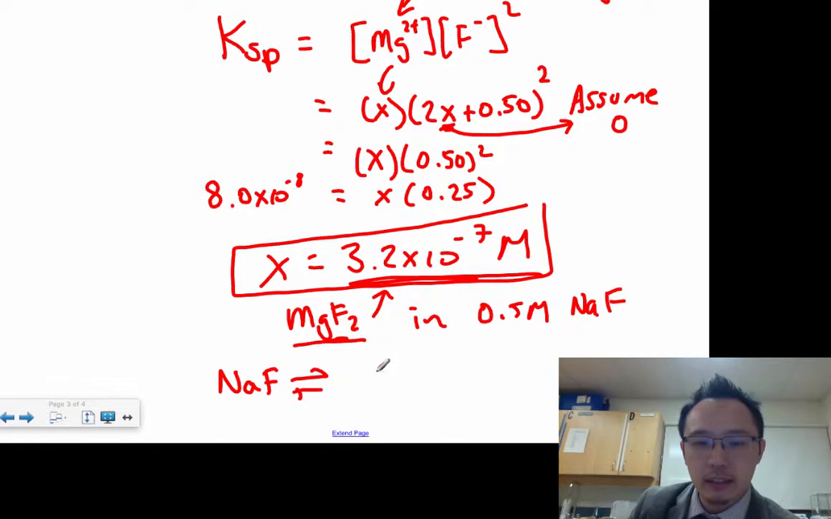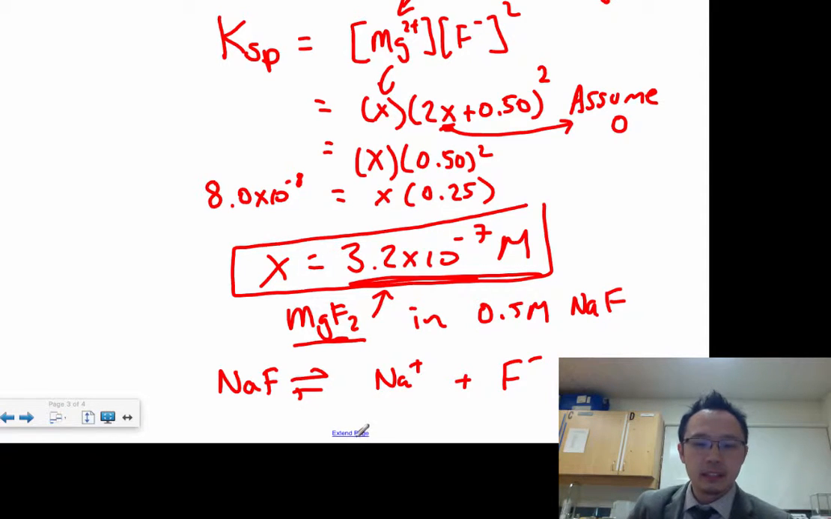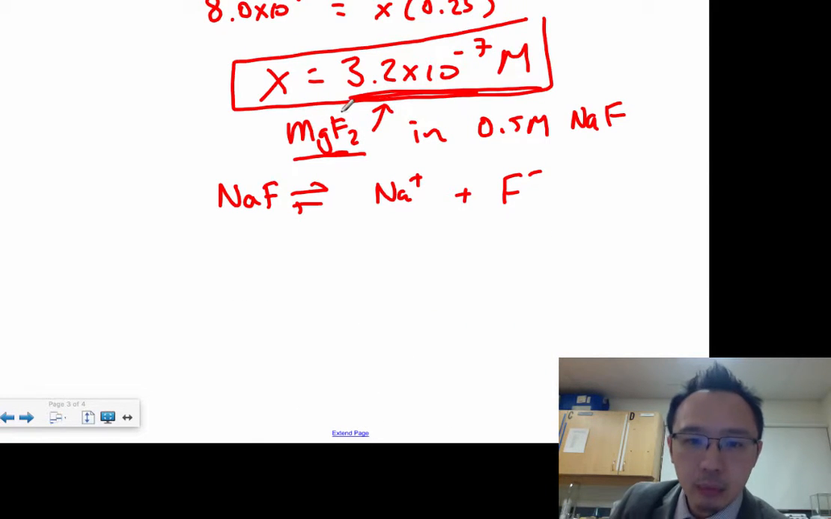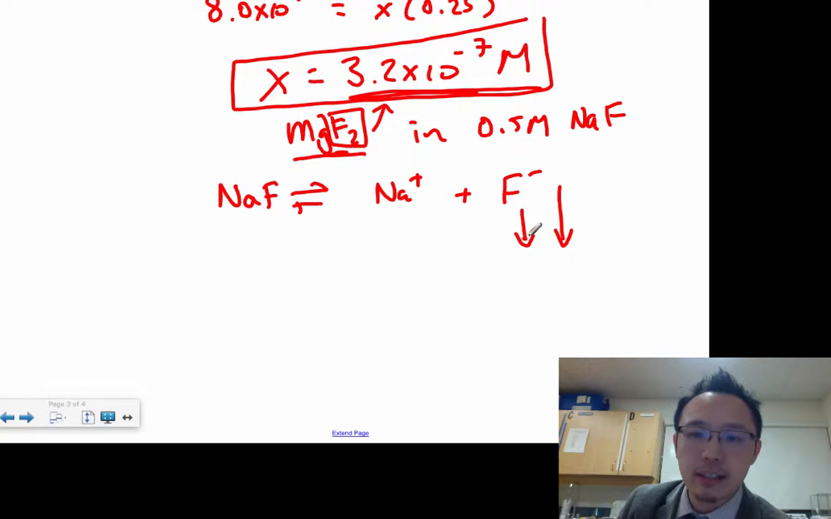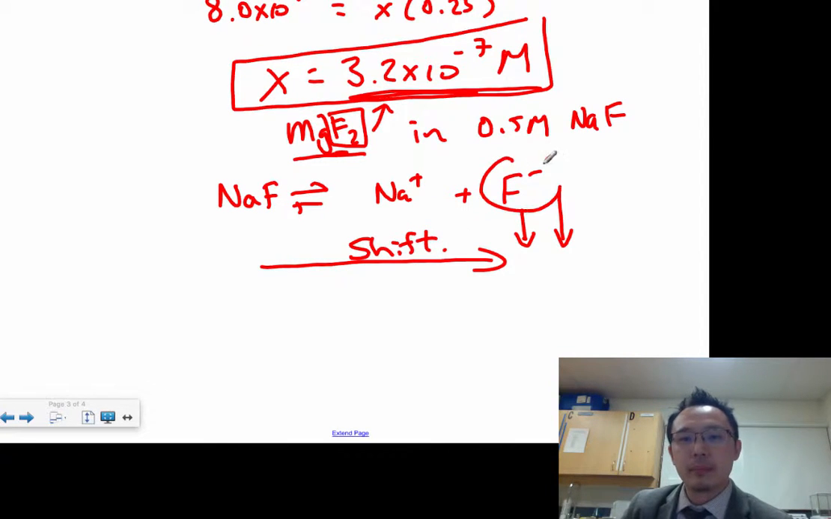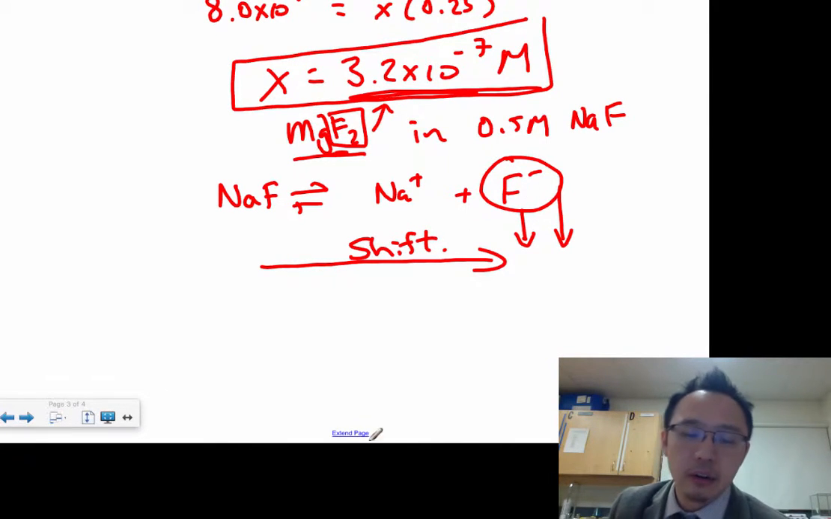So if you look at this in a Le Chatelier form, this is your NaF, right? This is the original that was existing. What you're adding in is more fluorine into the system, so the stress is pushing this down, adding more of this, but your shift is actually going to make more of the product side. So this is what's happening in your Le Chatelier.